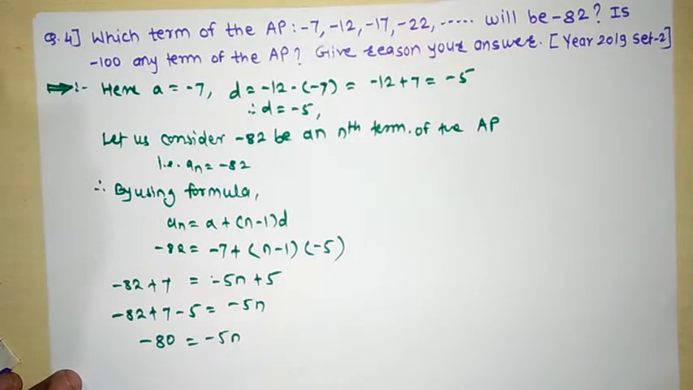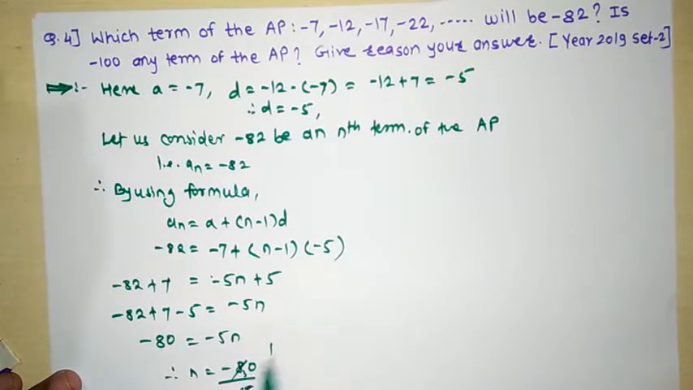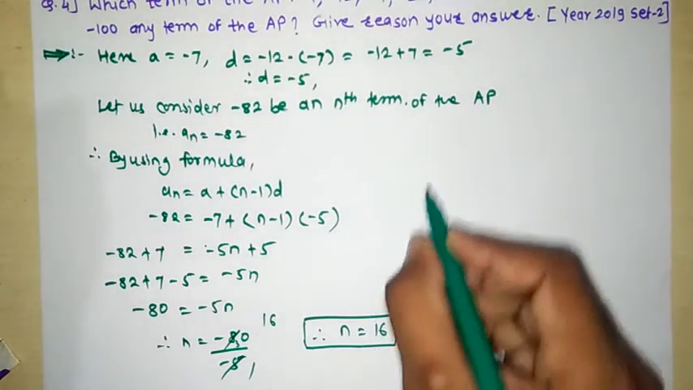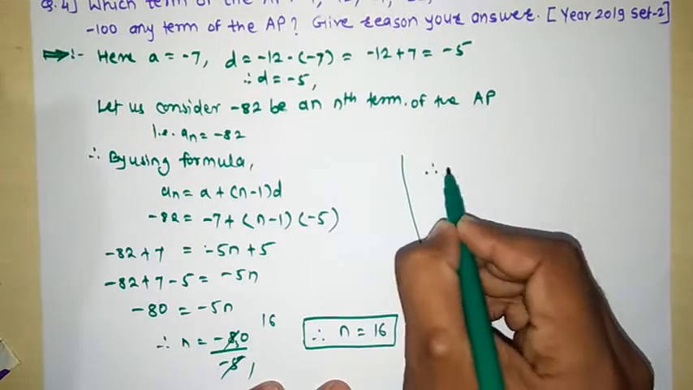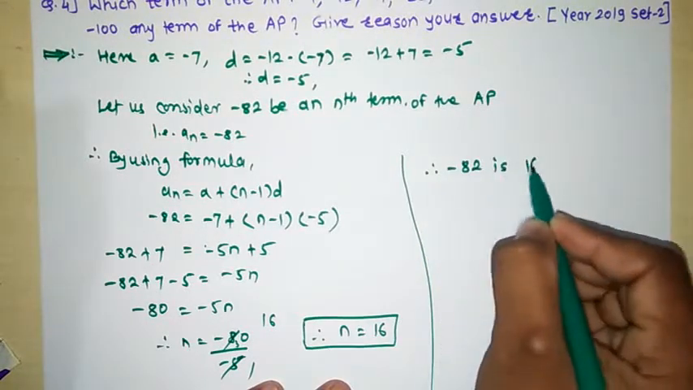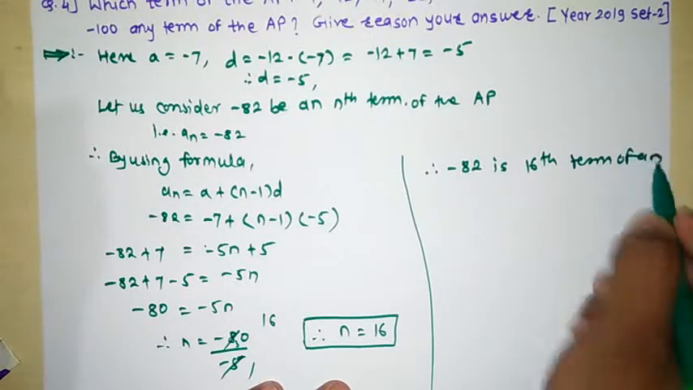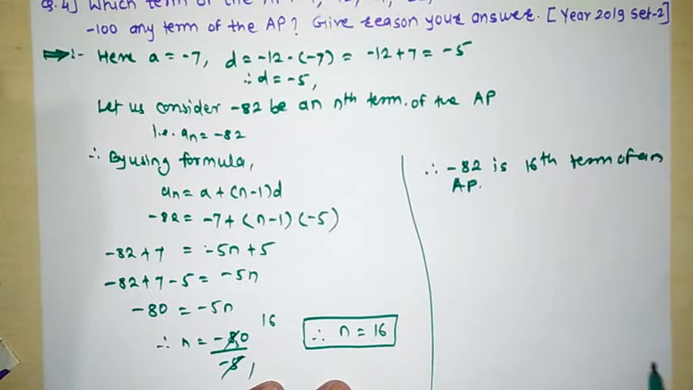Now send this minus 5n towards the left hand side. It will go to the denominator. Therefore n is equal to minus 80 divided by minus 5. Now 5 ones are 5, 5 ones are 5, 3 will be left, 5 6s are 30. Therefore we got n is equal to 16. From this we can say that minus 82 is the 16th term of the AP.